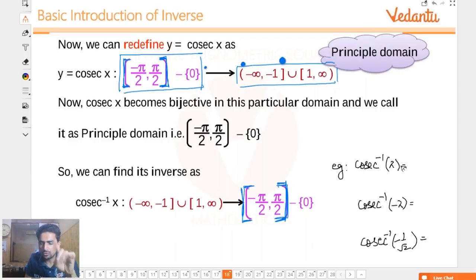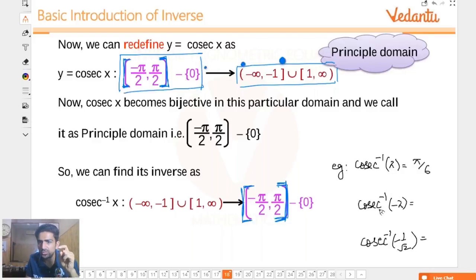Cosecant inverse 2. That is the angle for which cosecant is 2. Cosecant is 2, that means sine is half. And we know sine is half at pi by 6. Cosecant will be 2 when sine is half, as they are reciprocals. So it is pi by 6.